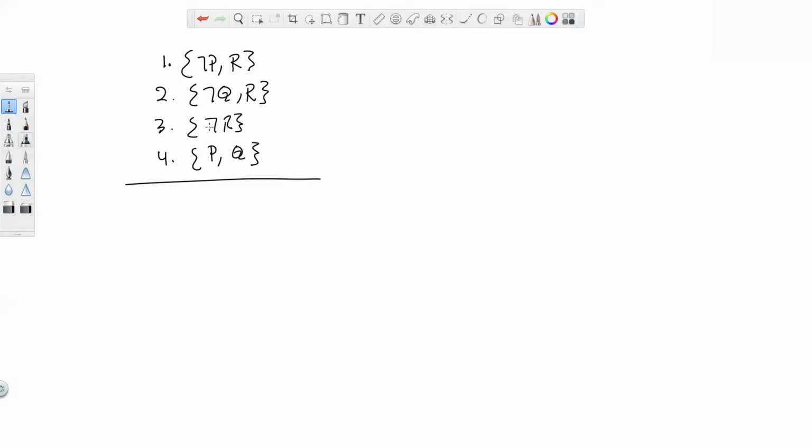1, 2, 3, 4, but when we do resolution, we list them like this and number them, and you'll see why this is useful. People are already saying this is inconsistent. One way is to look at what this actually is. This is not P or R, so this is the same as P implies R. And this is not Q or R, so this is basically Q implies R. And this is just not R. And this is P or Q.